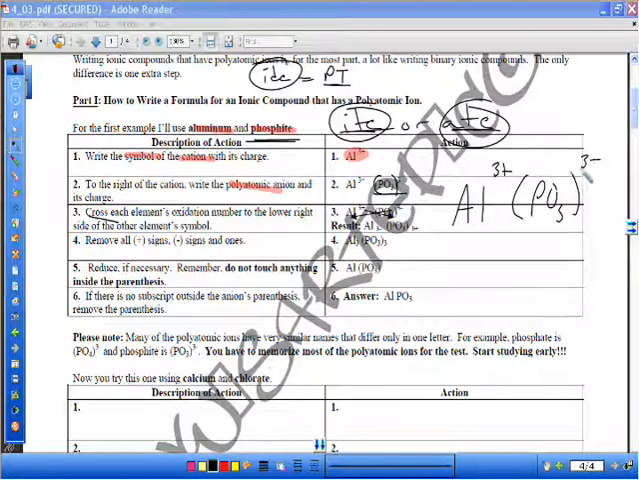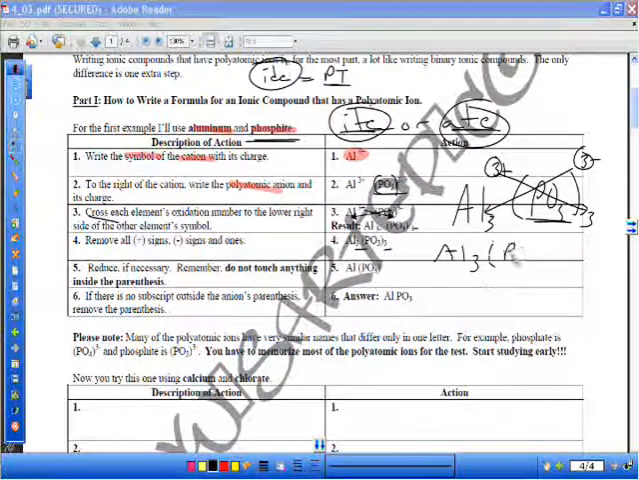Again, you're going to crisscross this 3 here, the aluminum, and this 3, the +3, outside of the parentheses. Again, you can't change inside the parentheses. Inside the parentheses is protected. Okay, and then you've got a 3-to-3 ratio, and you check: can I reduce this 3 and this 3? And I can. I can factor out a 3.